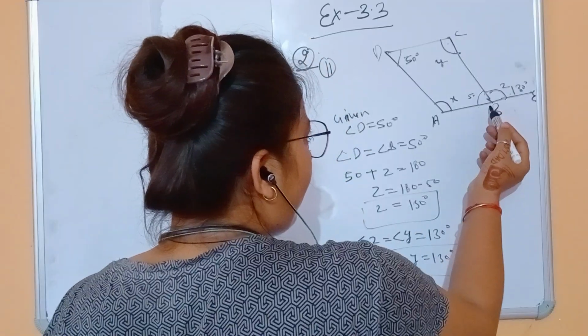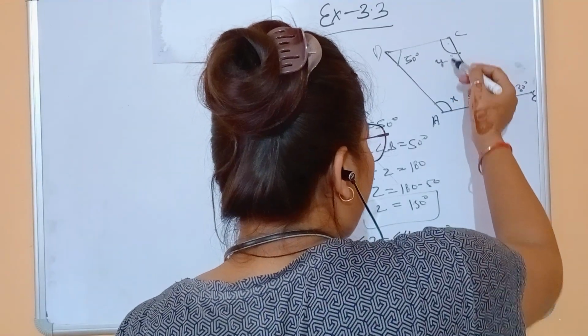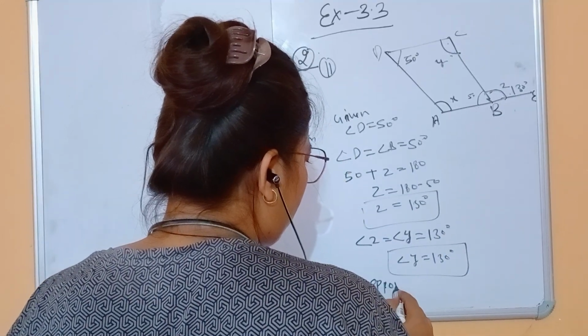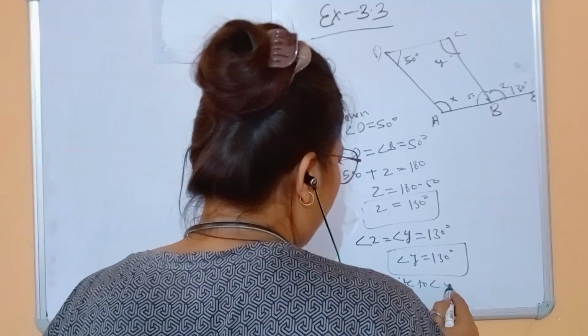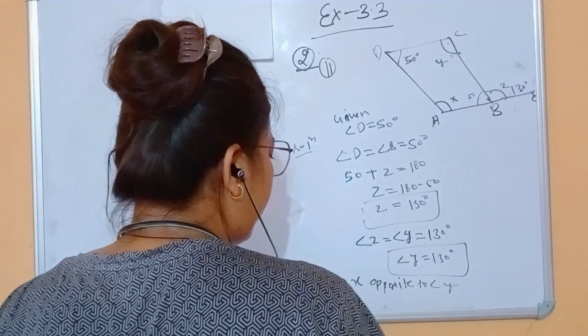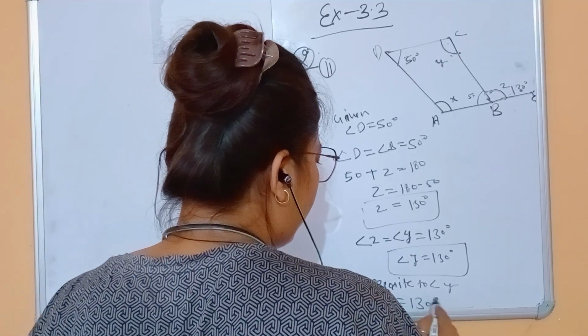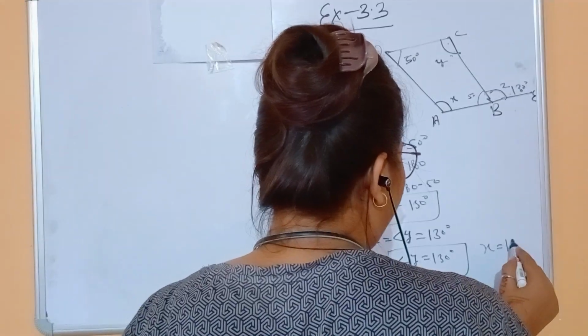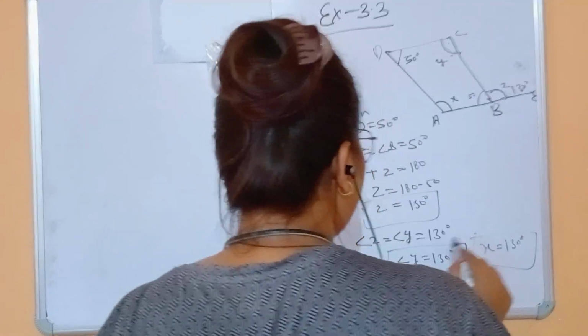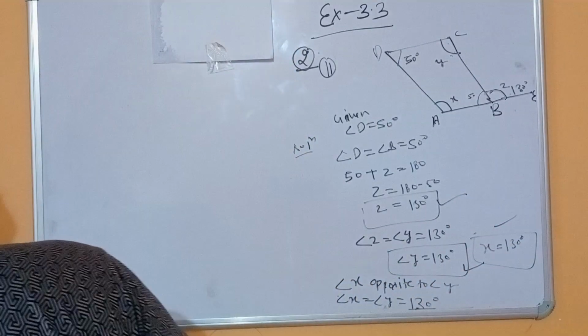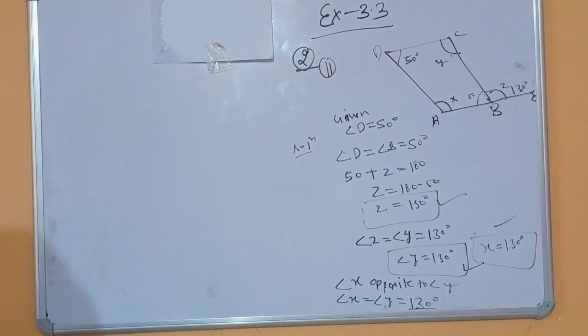Okay. So by opposite angle we find angle X. Angle X is opposite to angle Y. Angle Y is equal to 130 degree, so angle X is equal to angle Y, both are 130 degree. From here we easily find X is equal to 130 degree. So now we find Z, Y, X, all the asked angles are 130 degree. Then write in your copy.